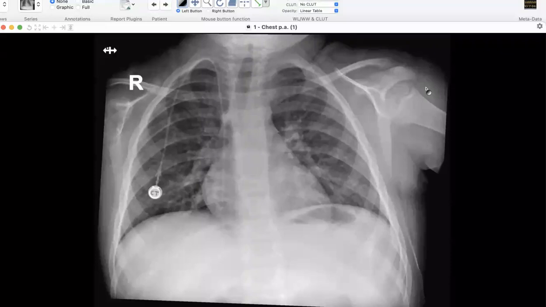So I will compare with the previous images and correlate with the clinical history of the patient. There are no previous images available. So I will correlate with the clinical history of the patient. The patient has a known history of operated neuroblastoma for which he's receiving chemotherapy. So in these images, I cannot appreciate any metastatic deposits. So I will request further assessment by contrast enhanced CT scan of the chest.